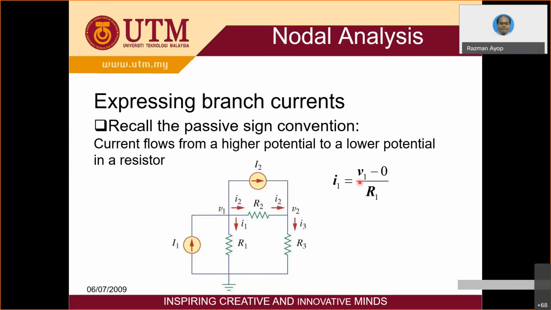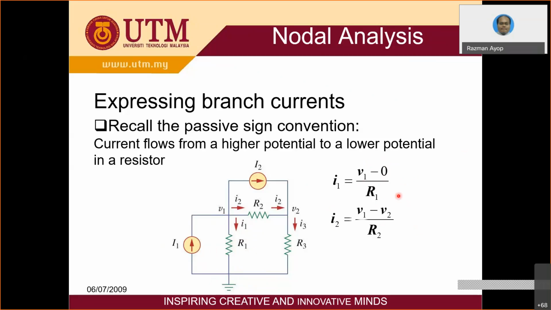So basically, V1 minus 0, because the ground is 0. So divide by R1, because of the resistance here. This is basically Ohm's law.